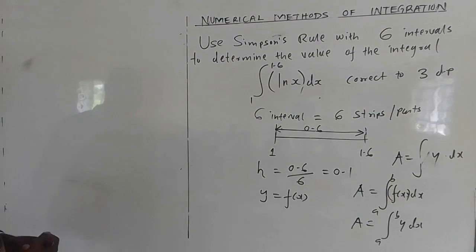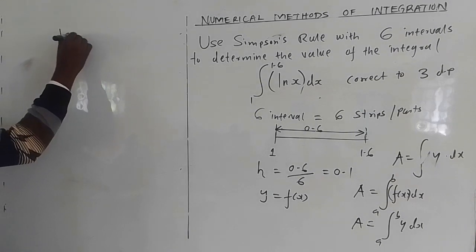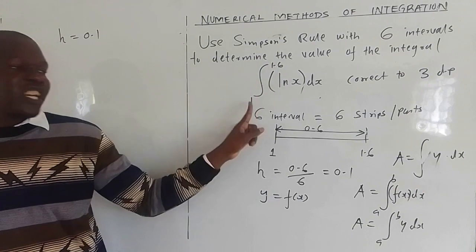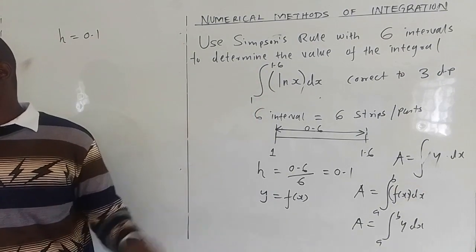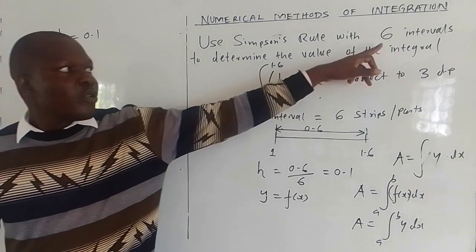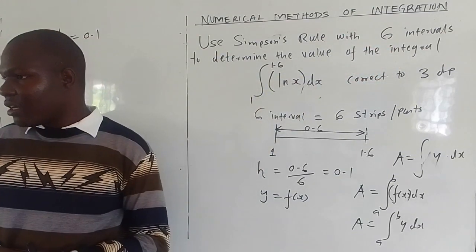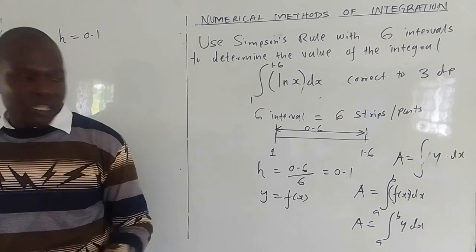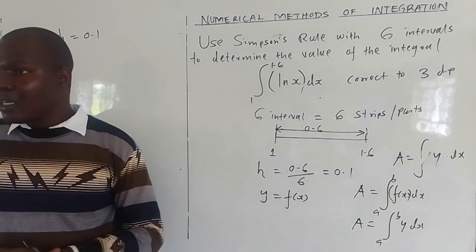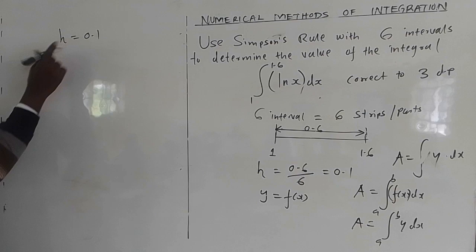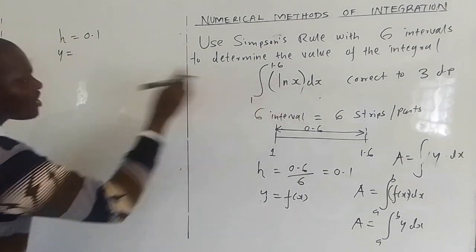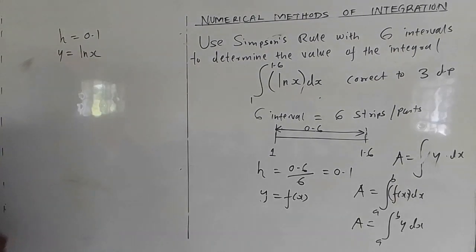So that is what is important. What is important is to know the edge, which we found to be 0.1. The whole interval is 1.6 minus 1, you get 0.6, and that 0.6 you divide into 6 equal intervals. So if you divide 0.6 into 6 equal intervals, each interval will take 0.1. So you get h. After getting h, you get y, which is a function of x, and that function of x is ln of x. Are we together?